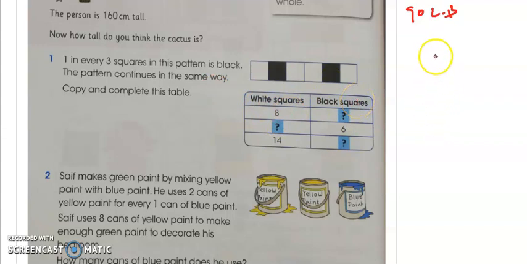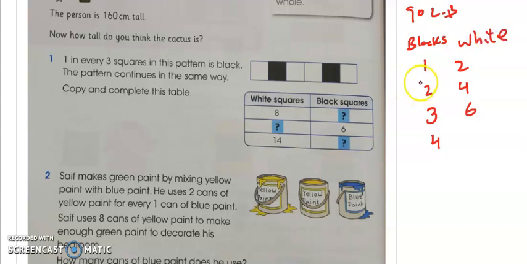So we are saying, if there is 1 black, then there will be 2 white. In the same way, if there are 2 blacks, there will be 4 whites. For 3 blacks, there will be 6 whites. For 4 blacks, here I'm writing blacks, and here I'm writing whites. So for 1 black, there are 2 whites, so the ratio is 1 ratio 2. It means if I double the blacks, the whites will also double. So for 2 will be 4, for 3 will be 6, for 4 blacks will be 8 whites.